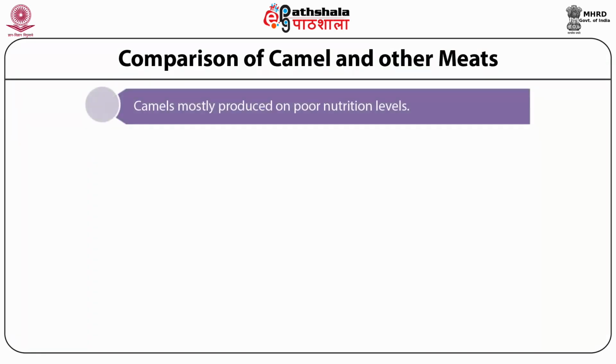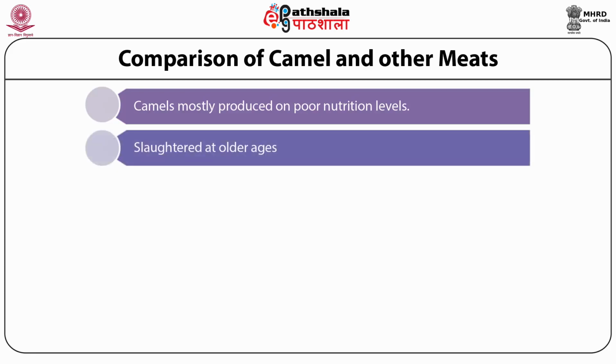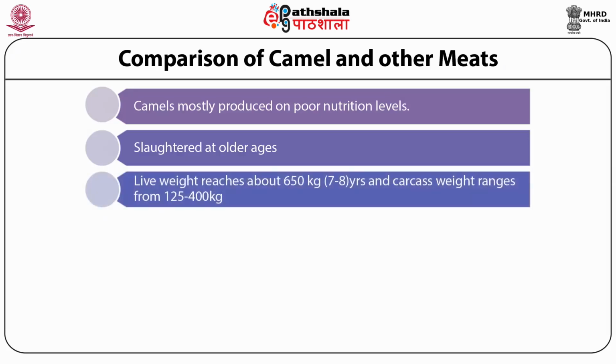However, camels are mostly produced under traditional extensive systems on poor levels of nutrition. These are mostly slaughtered at older age after a career in work, racing, or milk production. Camels reach live weights of about 650 kg at 7 to 8 years of age and produce carcass weights ranging from 125 to 400 kg with dressing out percentage values from 55% to 70%.